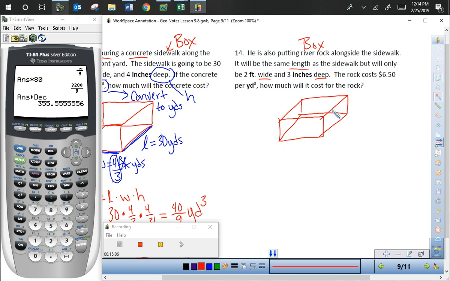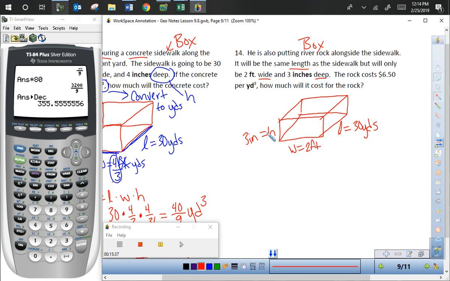We still have to put length, width, and height on there. And let's check out these numbers. It says the same length. Well, our length over here was 30 yards, so that doesn't change. Then it says we're only going to be 2 feet wide, so this will be 2 feet for width. And then 3 inches deep. Remember, our deepness is our height, so 3 inches on that.